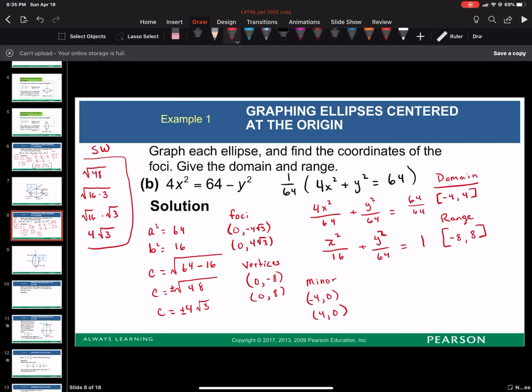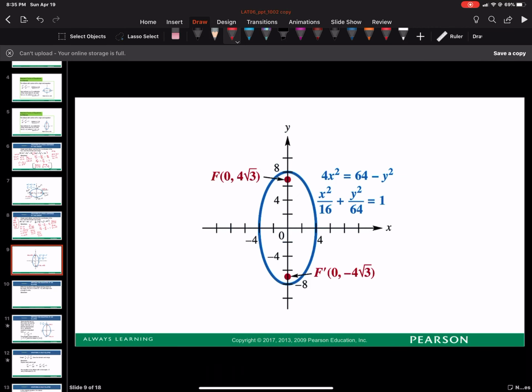So let's look at the graph of this thing. You have to understand, what we found were the points that we're going to plot: the vertices, the minor axis, and the foci points. We plot all those points.